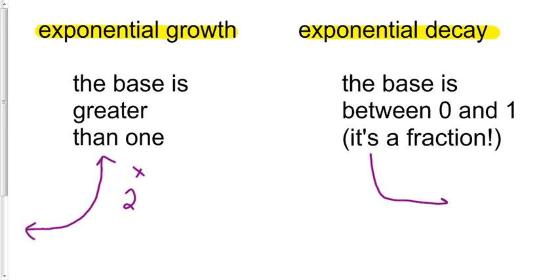Here's the general picture of the graph. They're going to be decreasing from left to right. This happens when the base is between 0 and 1. Now, when I say it's a fraction, I'm talking about a fraction between 0 and 1. Not all fractions are between 0 and 1. Like if your fraction is 5 halves, that's not going to be exponential decay.